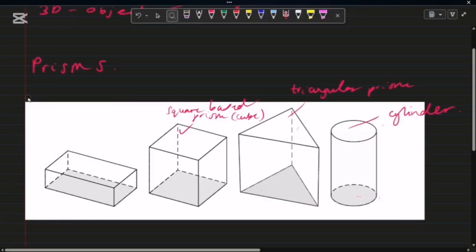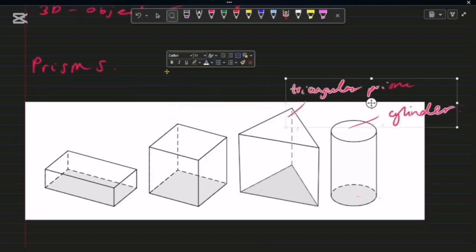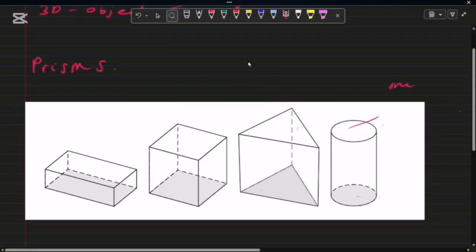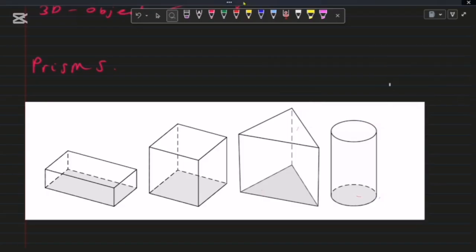I just thought I should mention them for interest's sake. But then the very important bit is the bit on the surface area and the volume of these objects. Okay, let's talk about that.